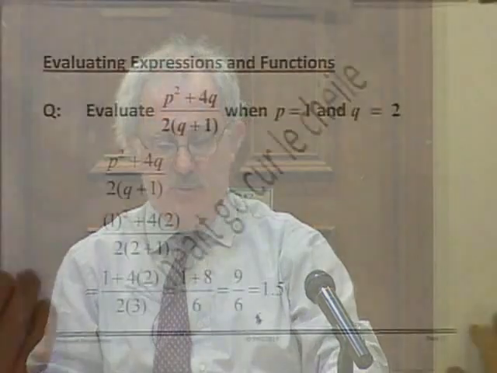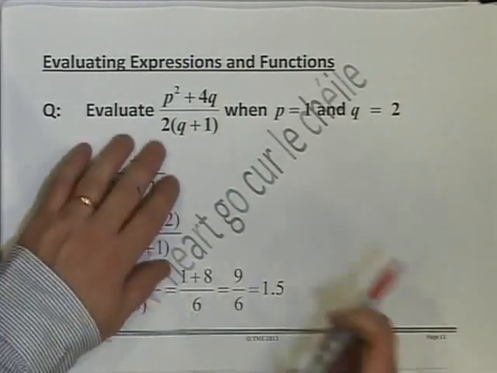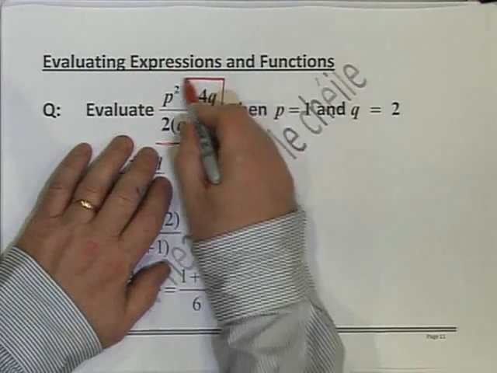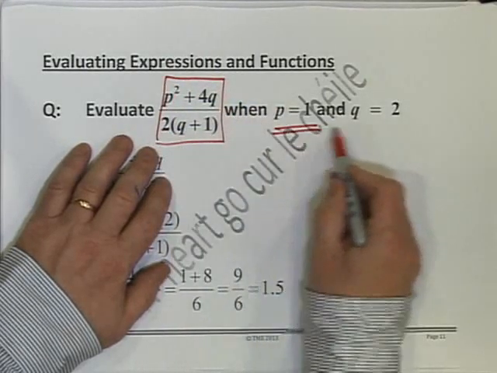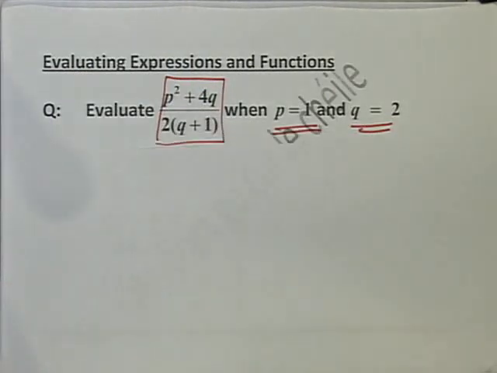So here's a typical one now. So that's what they would do. When you've done that, there's another section in algebra called just plugging in numbers, really. And it says, evaluate p squared plus 4q over this when p is 1 and q is 2. So just do that. Plug in those numbers there.